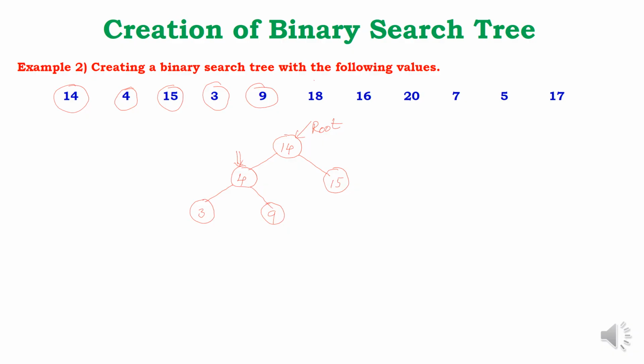Then 18. Try to add the node with information 18, or with key 18. Again start comparing with the root node.